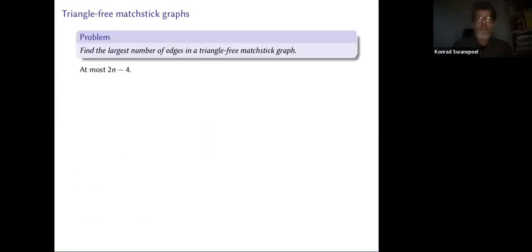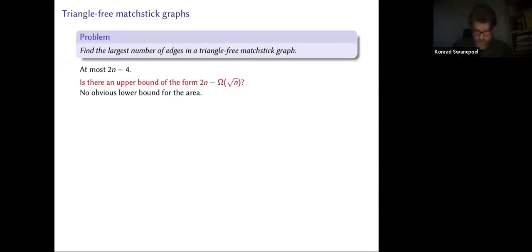Again, let's go back to this question of what's the largest number of edges. This is my favorite question. But now in a triangle-free matchstick graph. So again, we know it's at most 2n minus 4. What about 2n minus a constant times the square root of n? I don't know. So there's no obvious lower bound for the area. So if you have a quadrilateral, it can be arbitrarily flat.